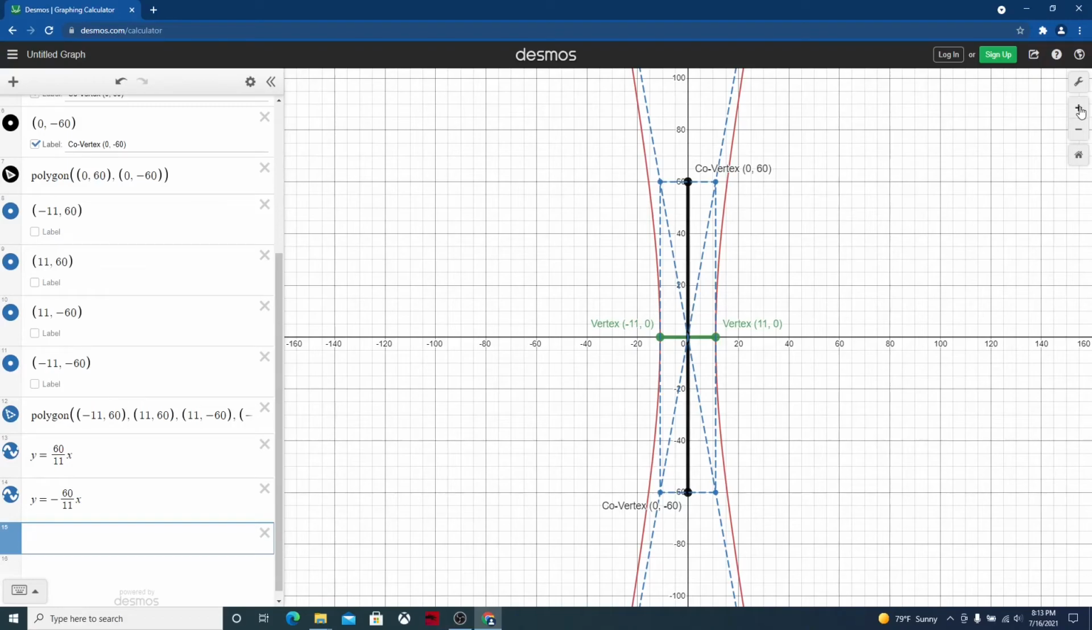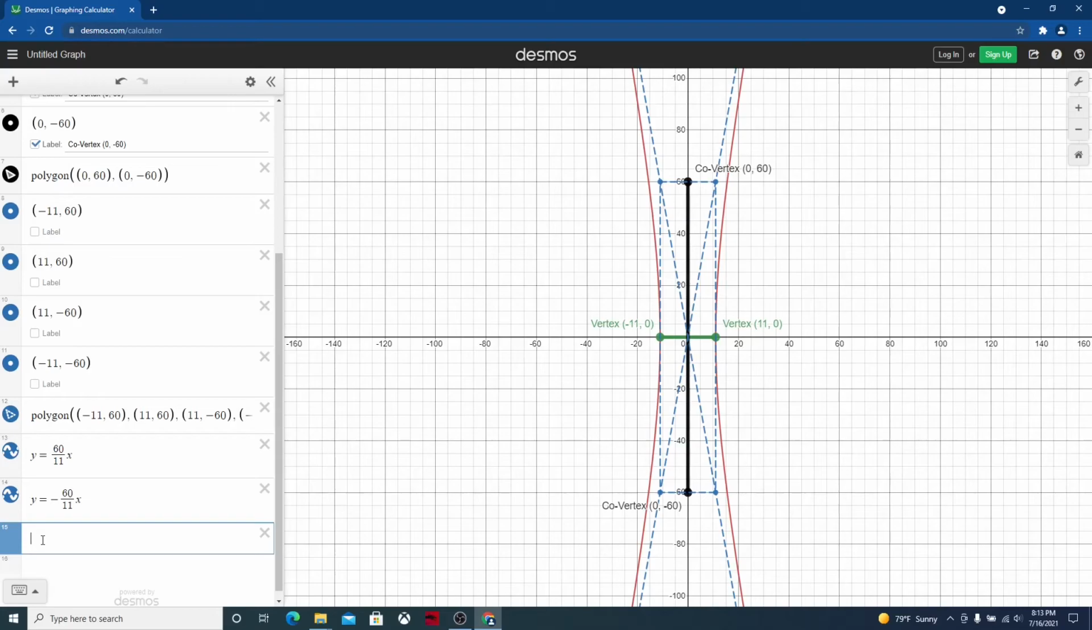Okay, now the last thing that we have to plot is our foci, or I should say our foci, because that's plural. And if you recall, we started with the Pythagorean triple 11, 60, 61. Now we've used the number 11 and we've used the number 60 in our various points and in plotting the box and so forth. To get the foci, we're going to use the leftover number, which is 61.